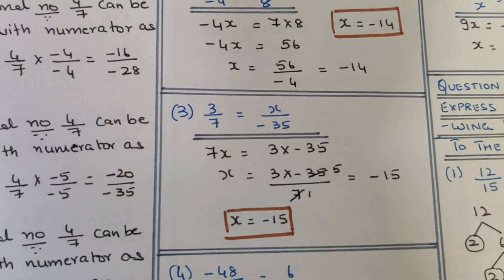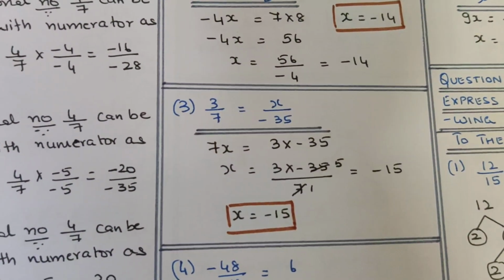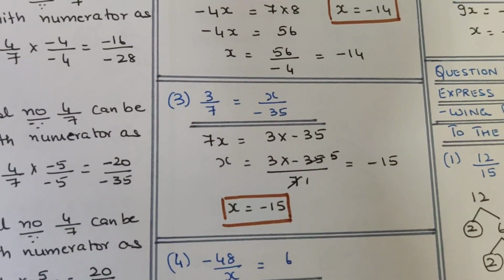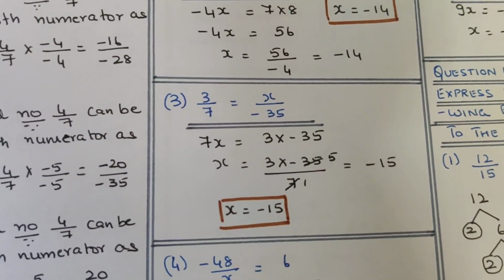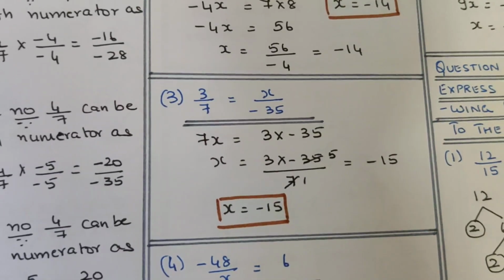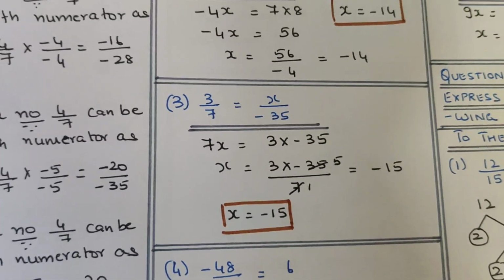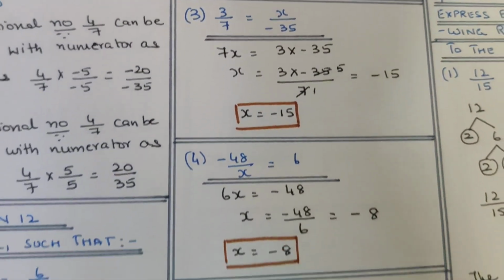3 by 7 is equal to x by minus 35. Therefore, 7x is equal to 3 into minus 35. I am not multiplying 3 into 35 because you know 7 and 35 will get cancelled. So I just keep it like that. Therefore, you get x is equal to minus 15.